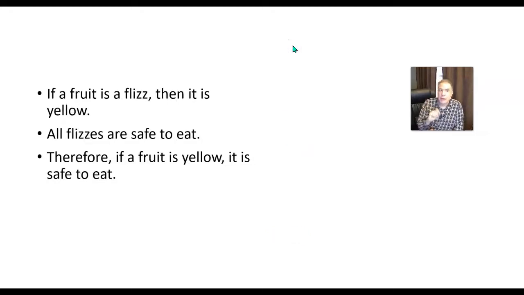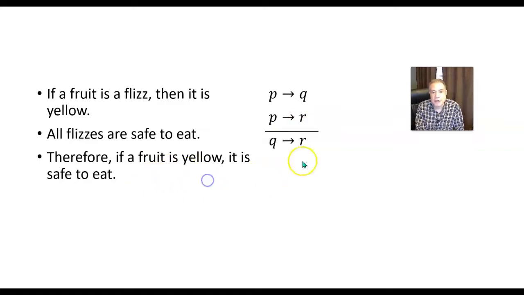Okay, what about this one? If a fruit is a fizz, then it is yellow. All fizzes are safe to eat. Therefore, if a fruit is yellow, it is safe to eat. In symbols, if fizz, then yellow. If P, then Q. If fizz, then safe to eat. If P, then R. Therefore, if yellow, then safe to eat. If Q, then R. So what about this?